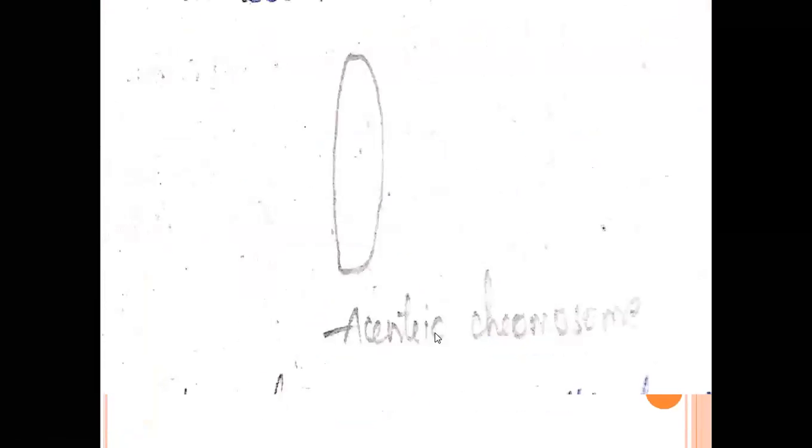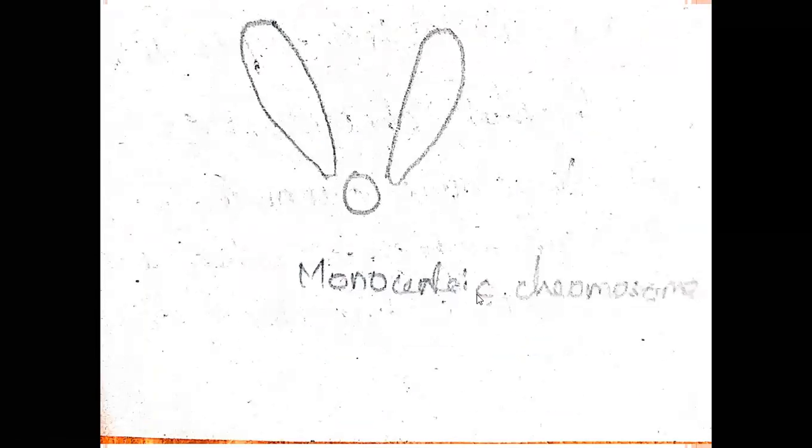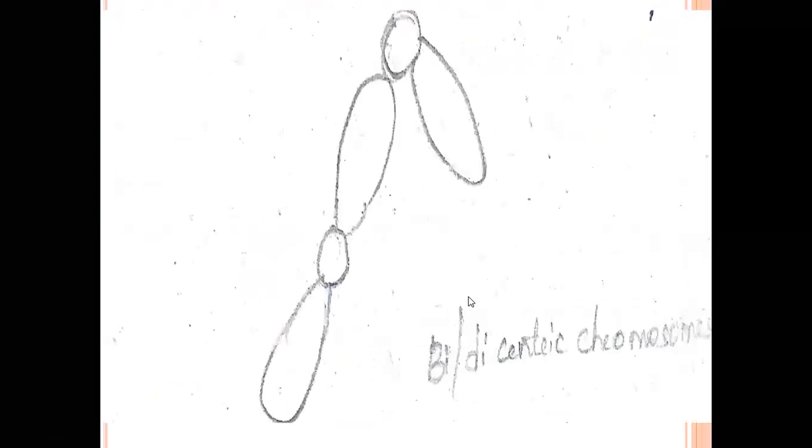Here it is acentric chromosome, it contains only one arm. There is no centromere, so these chromosomes are called acentric chromosomes. Centromere is absent in the acentric chromosomes. Monocentric chromosomes. Monocentric means mono, means single. A single centromere is present on this chromosome, so we call them monocentric chromosomes.